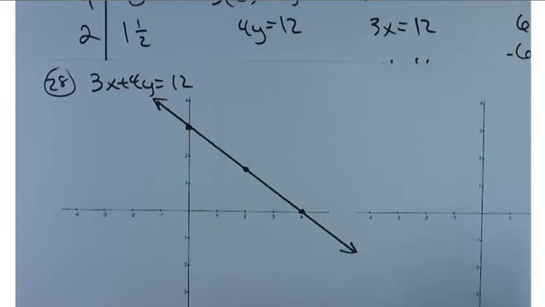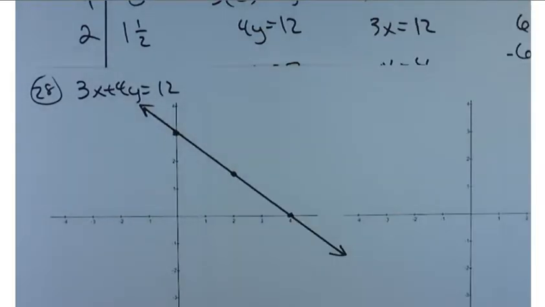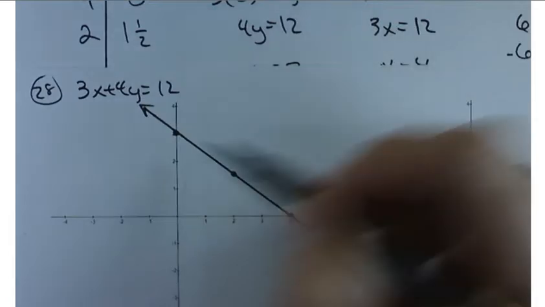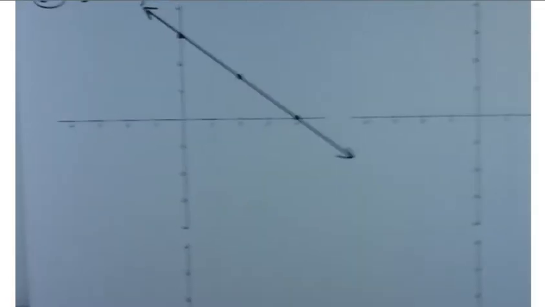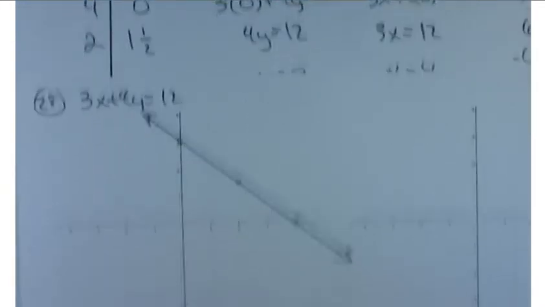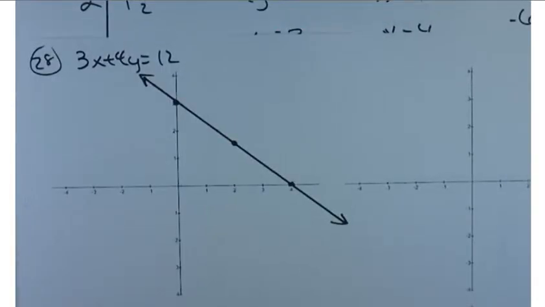What if they didn't? What if you had 3 points where one of them's up here, one of them's down here, one of them's here? What's that telling you? Yeah, if you had 3 points that formed a triangle instead of a straight line, there's something wrong. So go back and fix it. And that's why I want you to graph 3 points.